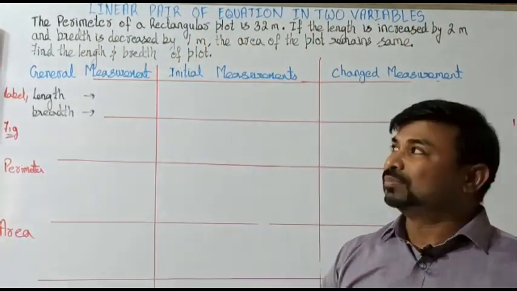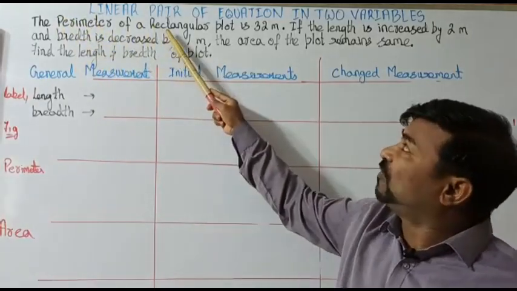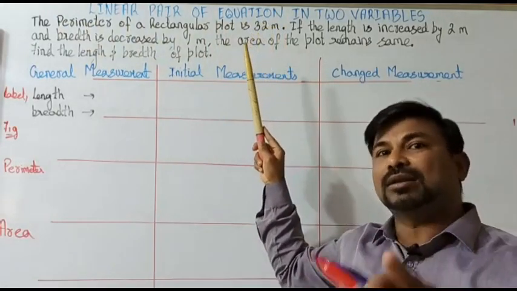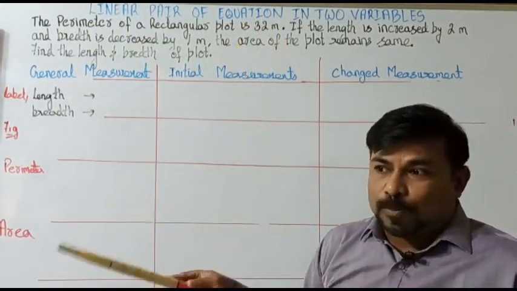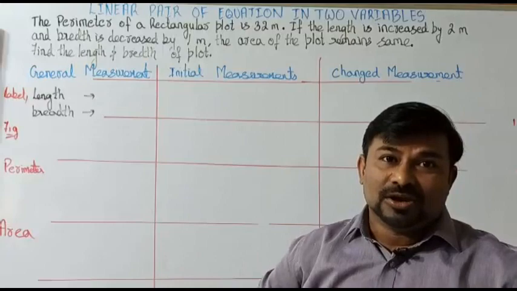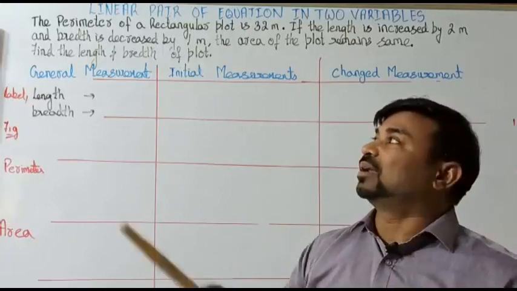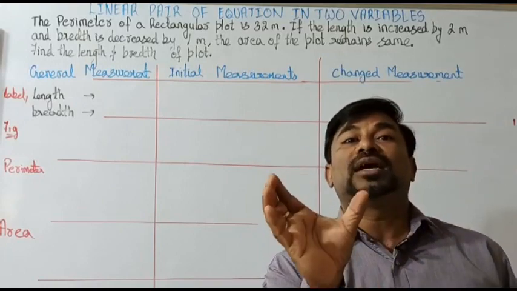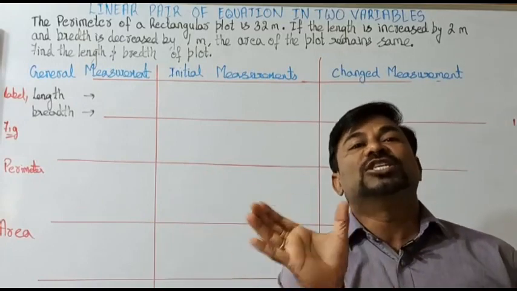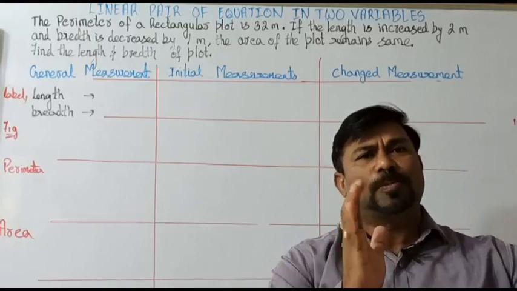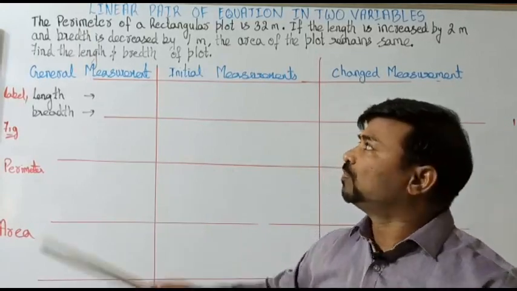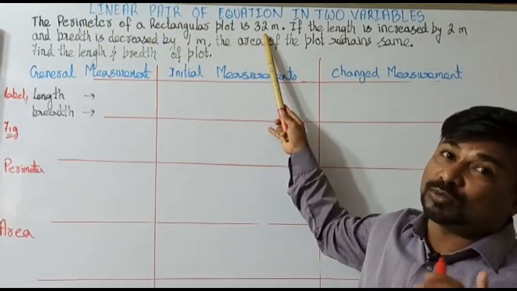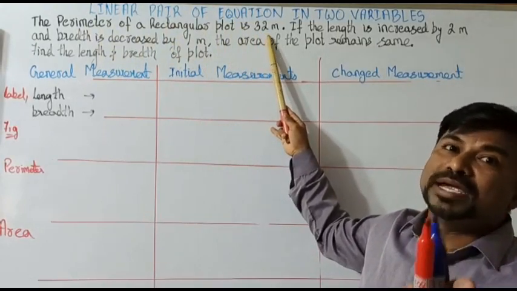I repeat the question. The perimeter of a rectangular plot is 32 meters. He has given the perimeter of the rectangular plot, a plot, a piece of land, which is in the shape of a rectangle. That's why I like to call these sums geometrical based sums or geometrical shaped sums. We will come back to a lot of this group here. The perimeter of a rectangular plot is 32 meters. What's the perimeter? 32 meters.